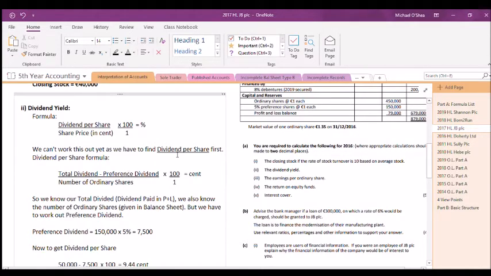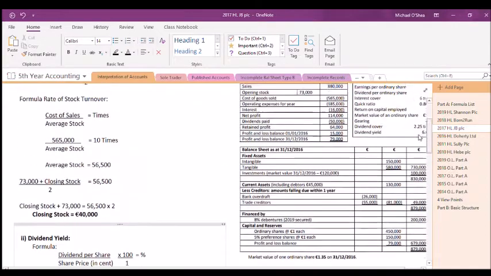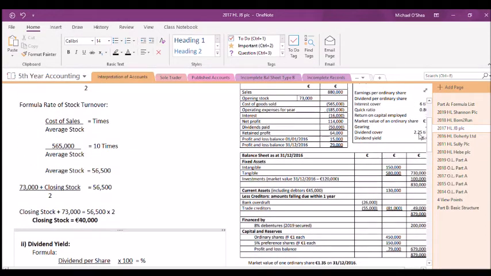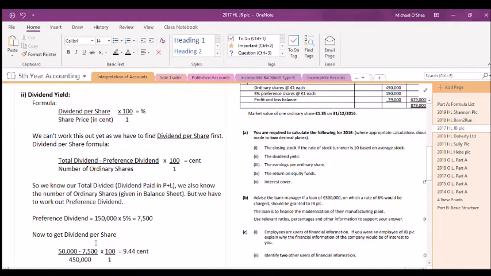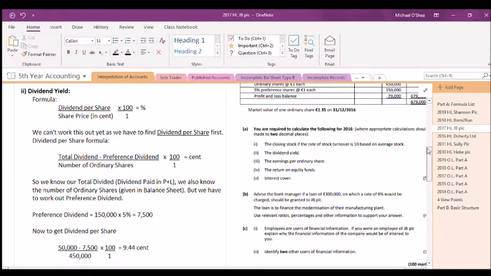I can work out my DPS. So my total dividend I get up here to be 50,000. I have 50,000. I minus my 7,500 preference dividend, which I've worked out, and I divide it by my number of ordinary shares up here, 450,000. That gives me a dividend per share of 9.44 cent. I put that back into my formula here, and I divide it by my share price, which I'm given in the question to be 135 cent. The share price is always in cent. So to finish that off, I can get my dividend yield.